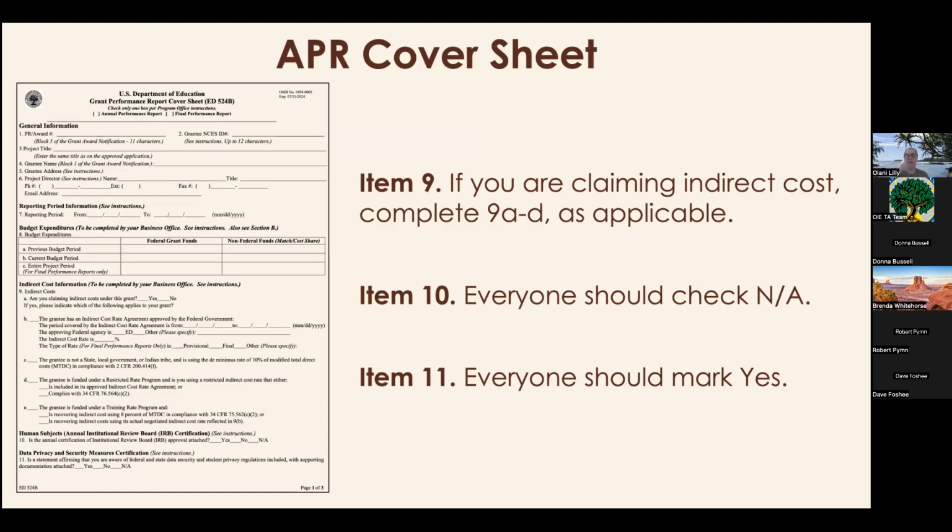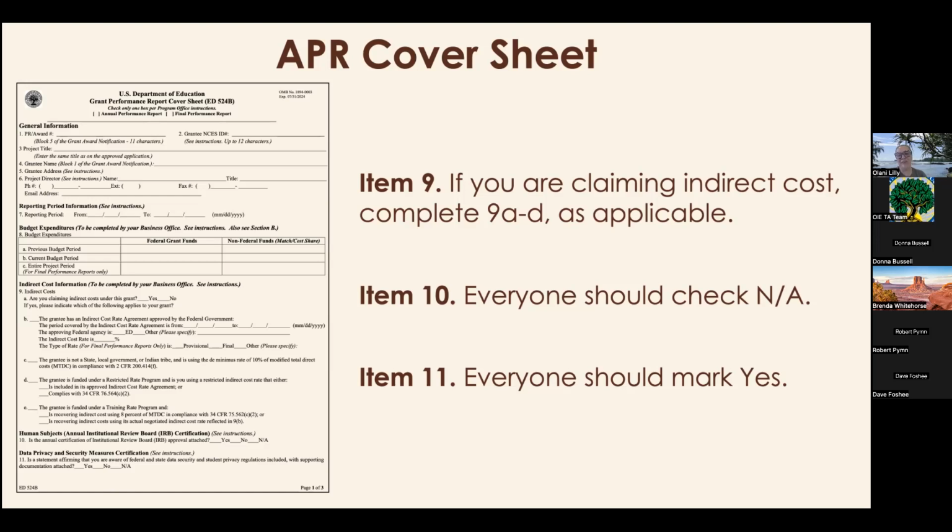Also, if you have a new indirect cost rate, because the old one has expired and now you have a new one, you want to make sure that you are providing a copy of that new indirect cost rate agreement. Also, you want to make sure that in this section your agreement covers this current reporting period. And what's the reporting period? It is 10/1/22 through 9/30/23.